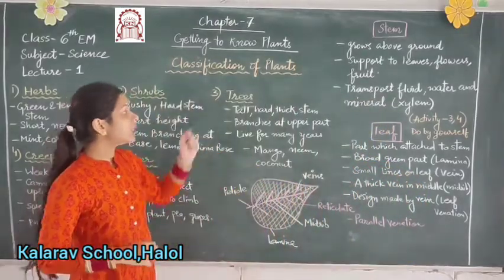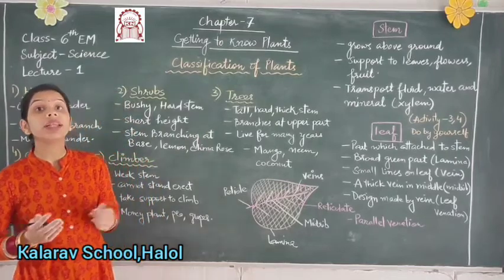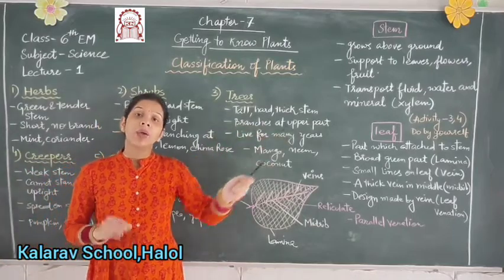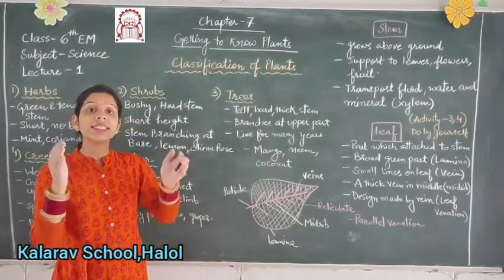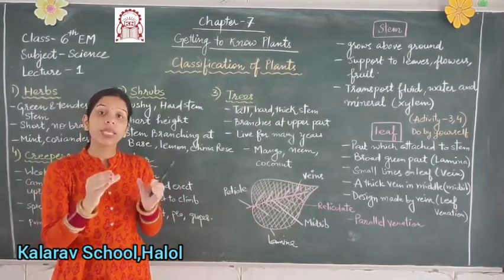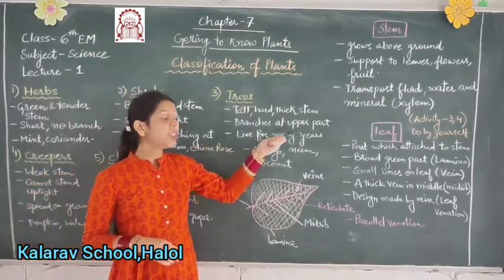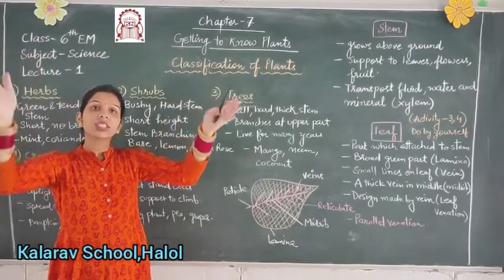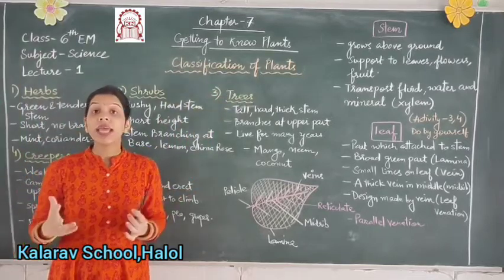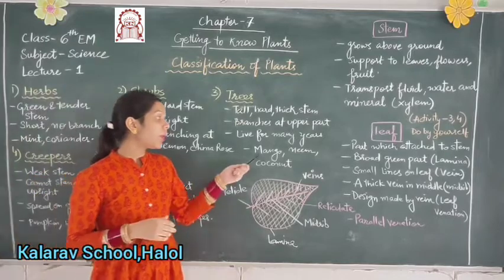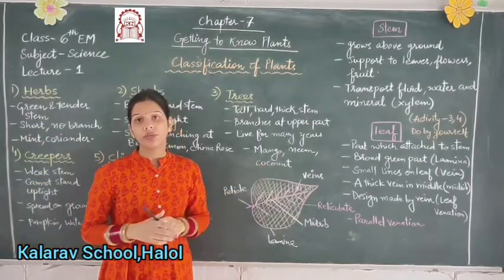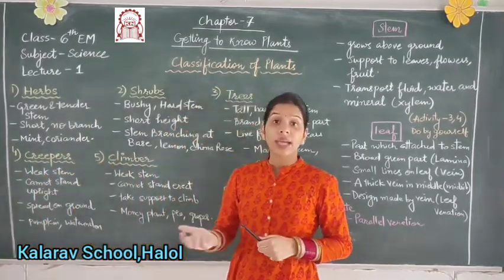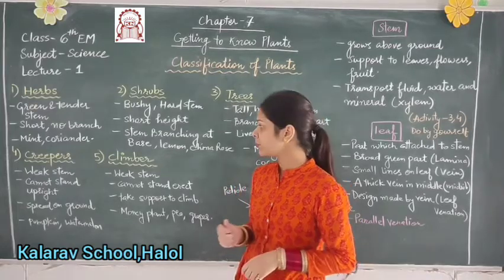Number three is trees. As you see, tall trees are bigger than your height. They have a hard, thick stem. When you touch a tree, you can easily see that the stem is very hard. They have branches at the upper part. You see the stem, and then at the upper part of the stem, the branches of the tree grow. Trees can live for many years. For example, mango tree, neem tree or coconut. These are examples of trees. You can easily see them on the roadside or in gardens or parks.